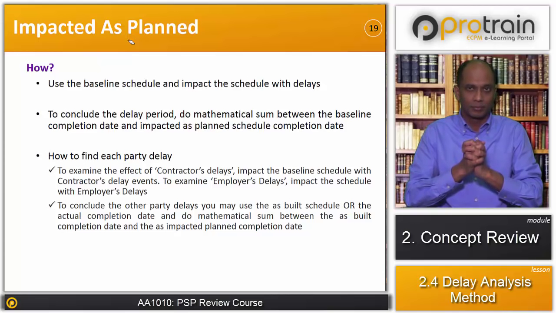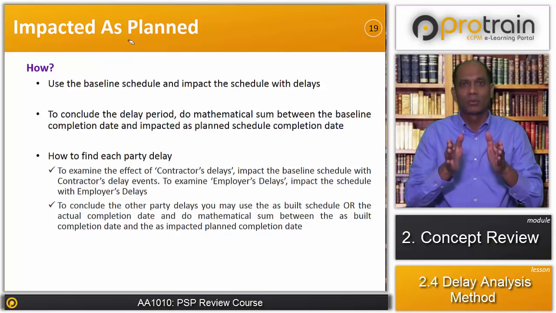date. In other words, say your baseline schedule duration is 10 months, and after impacting a delay on the baseline schedule, the impact is say 1 month. So the mathematical sum: it was 10 months and then it became 11 months. So the mathematical difference between the baseline and impacted schedule date is the delay, that is of 1 month.